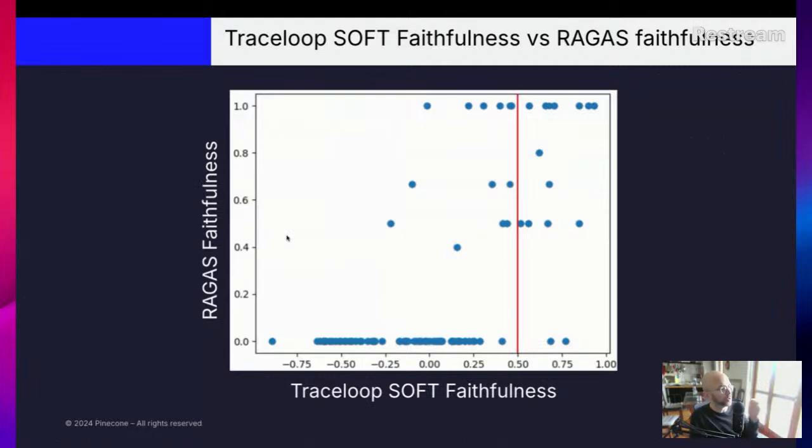You can see a nice diagram here of a comparison of Traceloop soft faithfulness to RAGAS faithfulness. As you can see, they agree on the sign. Most of the time, when RAGAS faithfulness gives a score of 0, which means that the answer is not faithful, Traceloop soft faithfulness also gives scores less than 0, which also means negative. So by using Traceloop soft faithfulness, we get a good approximation of the RAGAS faithfulness metric.